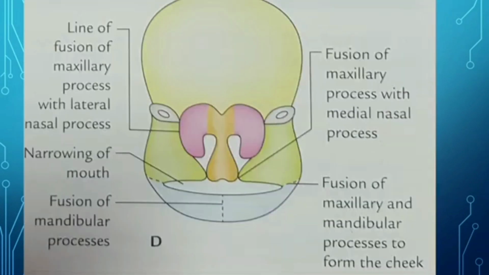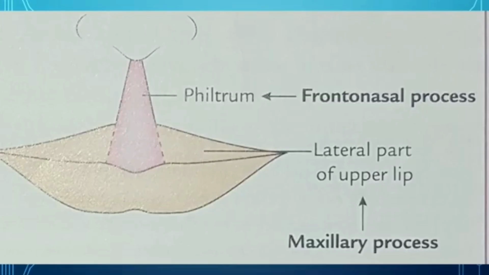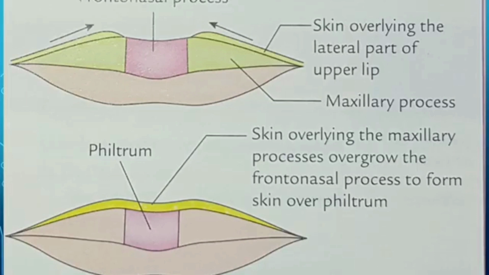Now, the two maxillary processes grow medially and fuse with the lateral nasal process to form the lateral part of the upper lip. The medial nasal process of both the sides fuse together to form the philtrum of the upper lip. An important point here is that the skin overlying the lateral part of the upper lip is derived from the skin overlying the maxillary process.